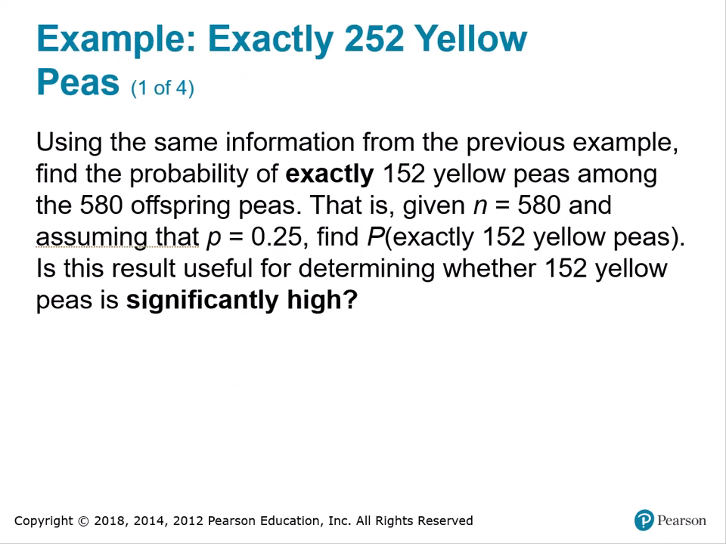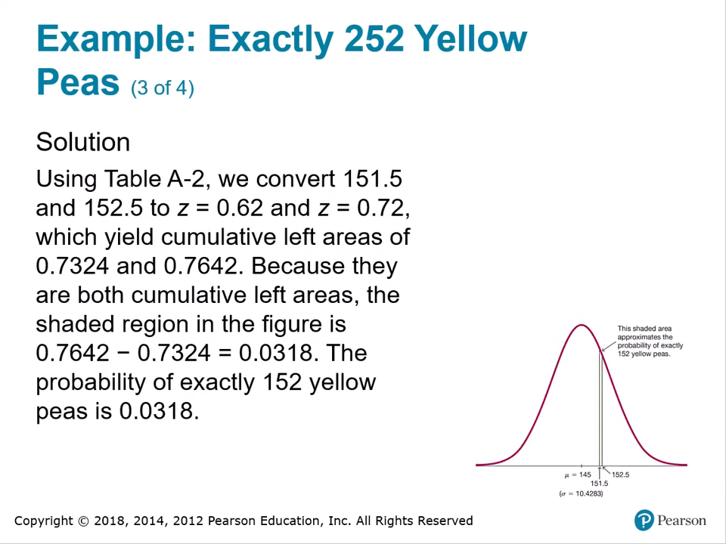So let's take an example. Let's take a look at exactly 152. From the previous slide, we can tell that it means it's going to be between 151.5 and 152.5. So we're going to need to calculate two z-scores just like before. I'm going to try to get this area over here. If we go through and do it, we're going to end up with 0.62 just like we did before, and then we're also going to end up with 0.72.